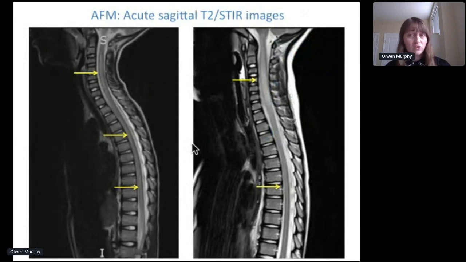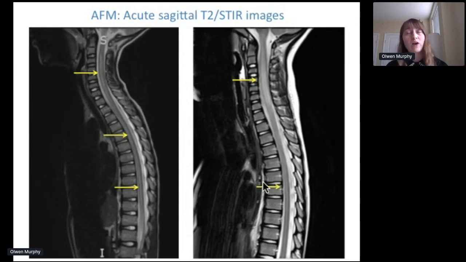The radiological hallmark of the disease is T2 hyperintensity in the grey matter. This is typically longitudinally extensive and associated with edema, at least in the acute setting. So this slide shows you two typical cases of AFM. The cervical cord abnormality is obvious in both patients, as we can see in the top arrows here, but also extends down through the thoracic cord, again in both cases.